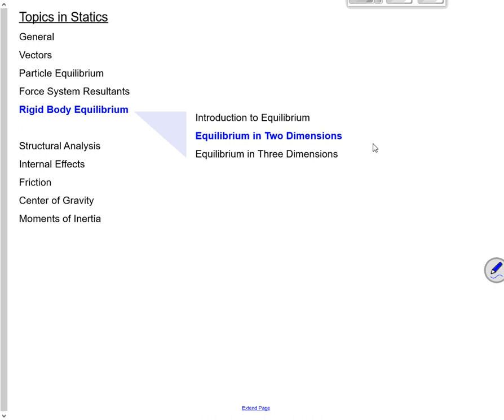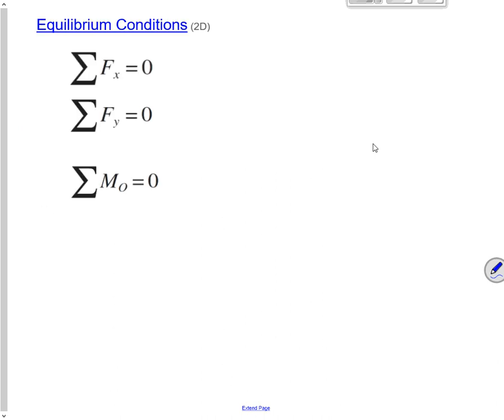Welcome back to Topics in Statics. We're about to think a little bit about equilibrium in two dimensions. My condition for equilibrium in two dimensions has three parts. The first is that the sum of the forces in x is 0, the sum of the forces in y is 0, and then the moment about some point O also has to be 0.